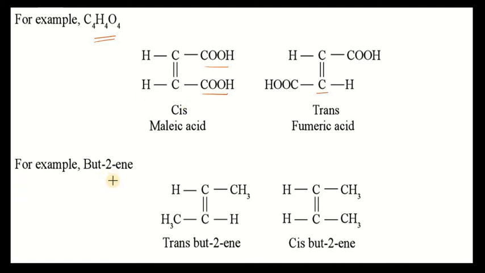For example, butene, trans-butene. Here, the methyl groups are on opposite sides. In cis-butene, the methyl groups are on the same side of the double bond, the unsaturation. Okay, this is the next one.